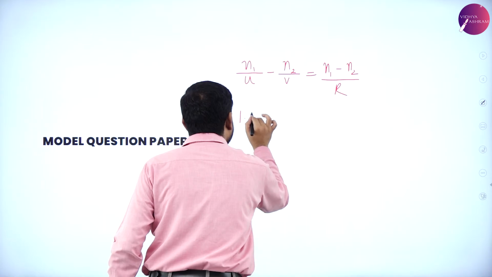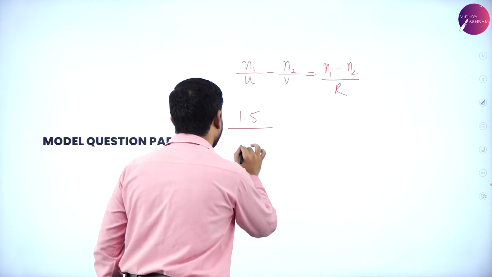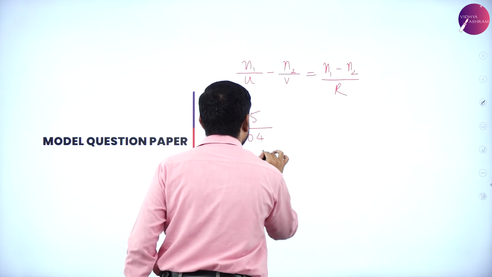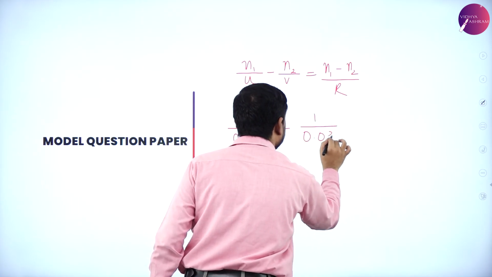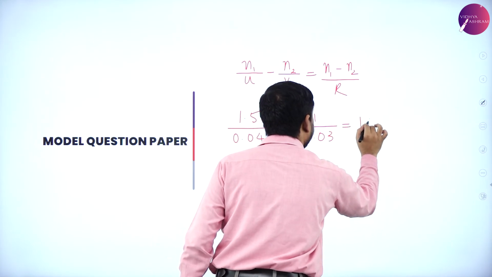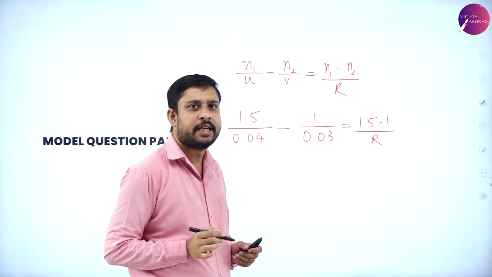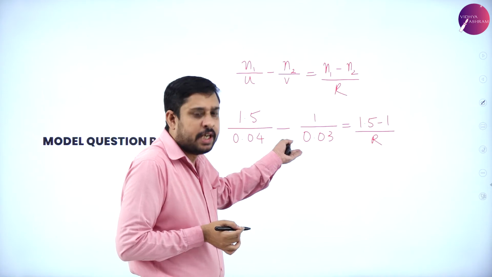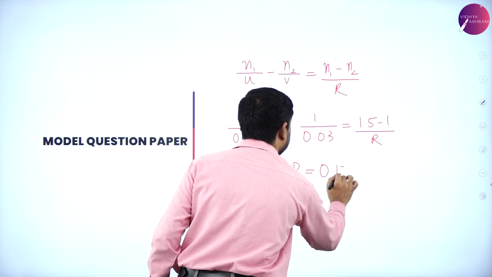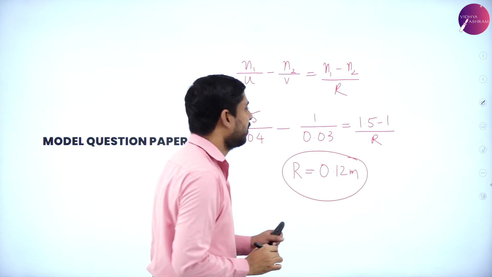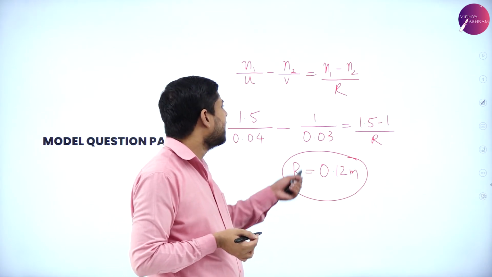N1, refractive index of glass, by object distance 0.04, minus refractive index of air, 1, by V, equals 1.5 minus 1 by R. Now R has to be calculated. You have simple calculators. Just simplify this. R turns out to be, that's all. See? No manipulations, no rearrangement of terms. Simple.